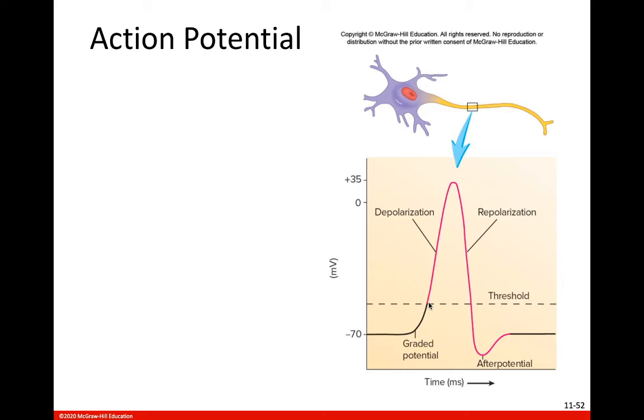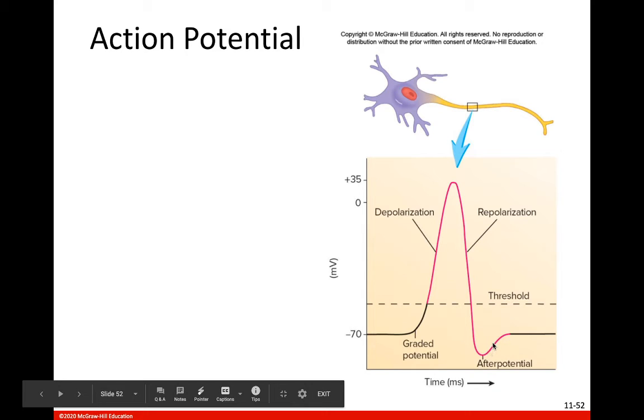Once we get up to threshold, those voltage-gated ion channels open, sodium rushes into the cell, and we get all the way up to positive 35 or positive 40. We get that action potential, and then we restore resting membrane potential with the sodium-potassium pump. Those potassium ion channels remain open a little longer than we need them to, so we get a little more potassium going out than we want, giving a little afterpotential. But once those potassium ion channels close, we get back up to our negative 70.